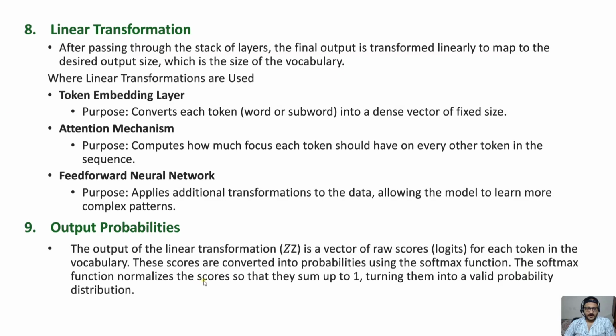The softmax function normalizes the scores so they sum up to 1, turning them into a valid probability distribution. So these are the many layers which we have in the decoder model, which is basically happening in the background in the ChatGPT model.